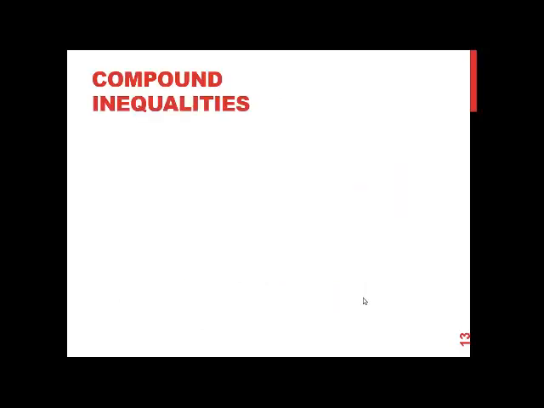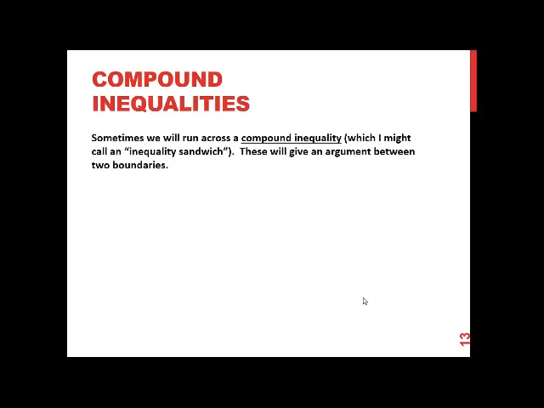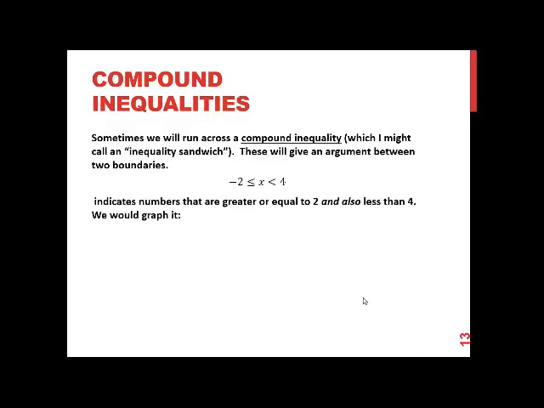Now, sometimes we will run across something called a compound inequality. You might hear me call it an inequality sandwich just because you have the boundaries above and below the variable, such as -2 is less than or equal to x is less than 4. That tells us that it indicates numbers that are greater than or equal to -2 that are also less than 4.